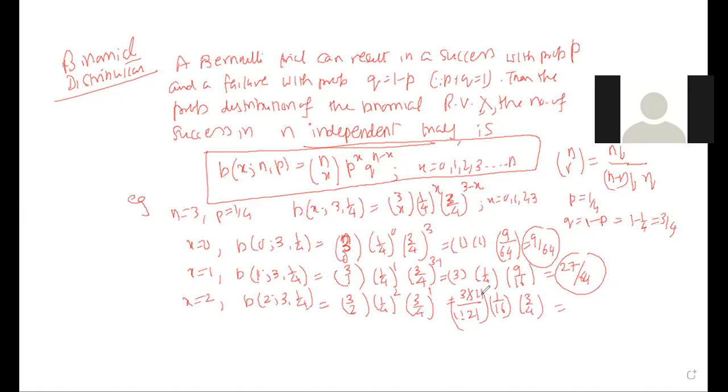So it can be written as 3 into 2 factorial. So 2 will get cancelled out. So again, you're going to get 3 divided by 16 and 3/4. So that is equal to 9 divided by 64, like this.